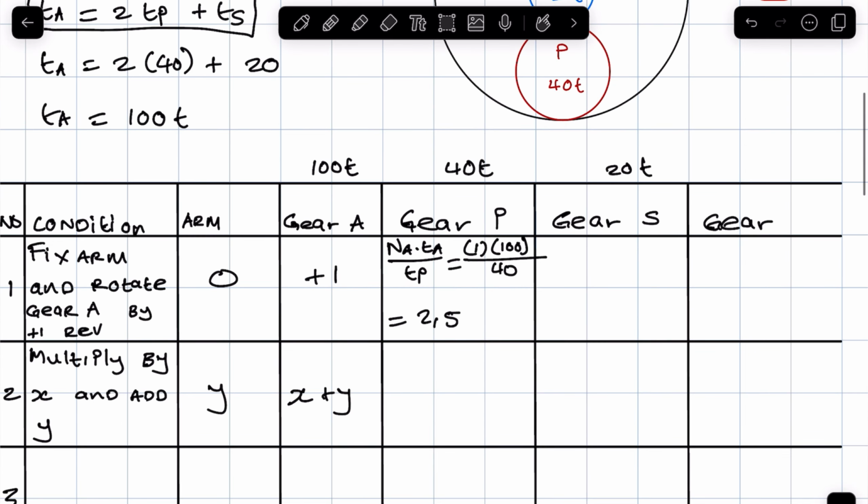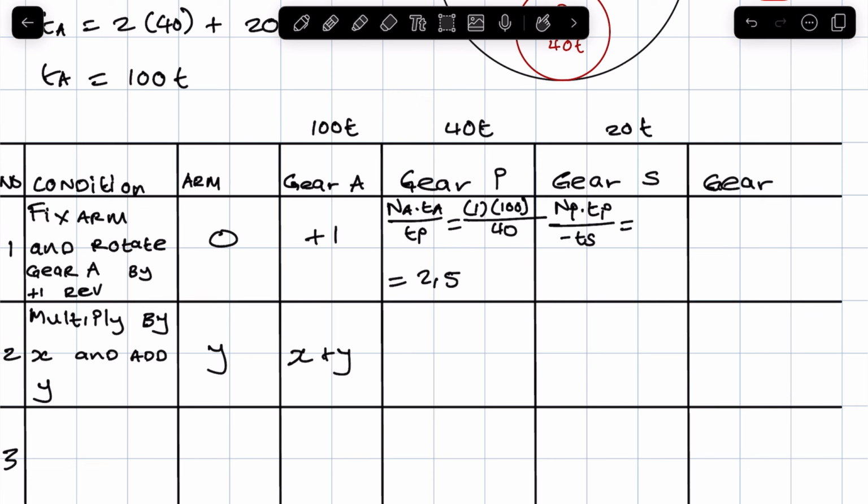Right, so it means the rotational frequency of S is actually NP times TP over negative TS. Now we've already calculated the rotational frequency of P. We got 2,5, right? So we have the 2,5 times TP, which is 40. So we have 40 here over what?